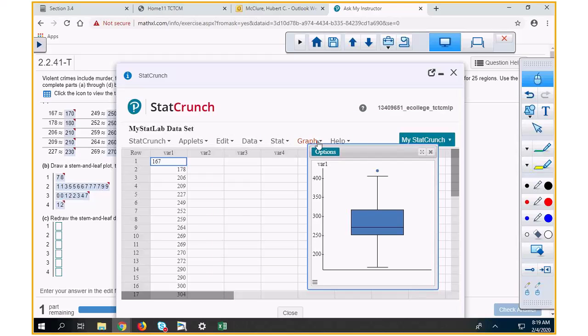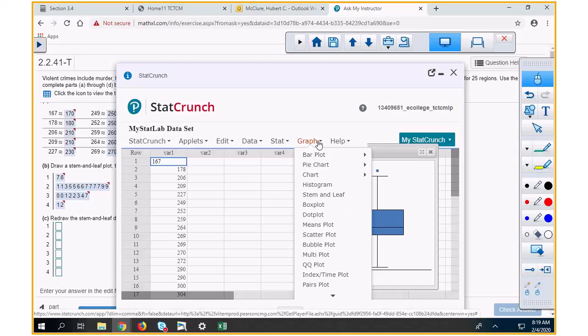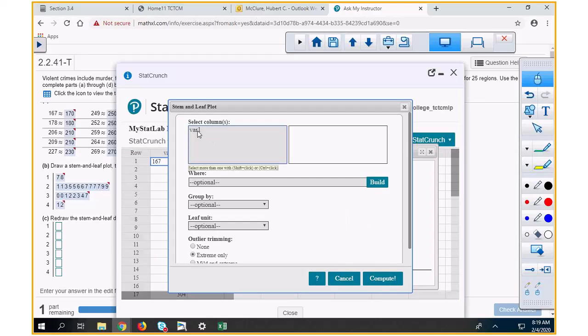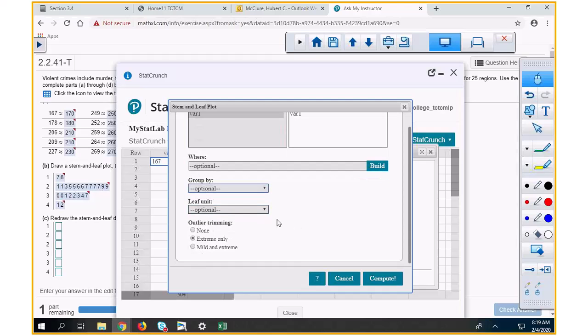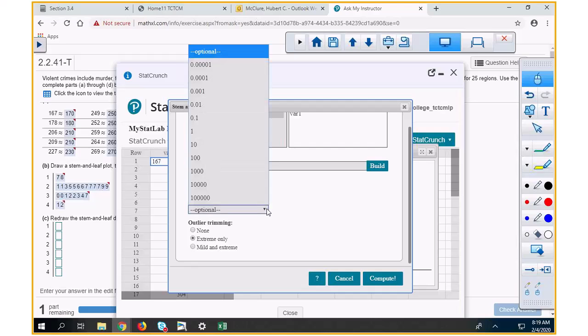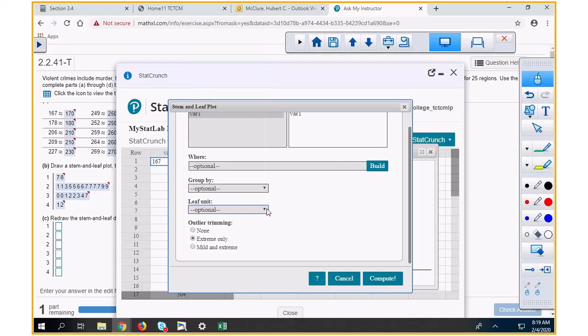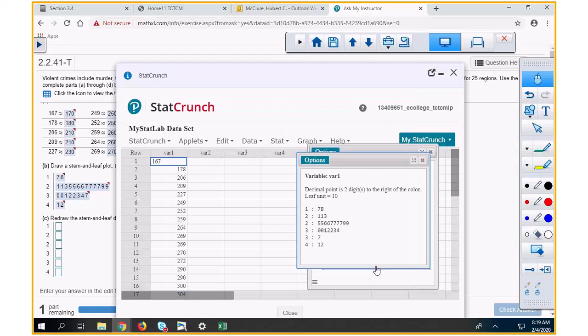Oh, I did box plot. I'm sorry. Where is stem and leaf? There we go. Sorry about that. There we go. Group by variable 1, optional. They should give you an option to do. I think it does both. It does both? Okay. Well, there's 1.